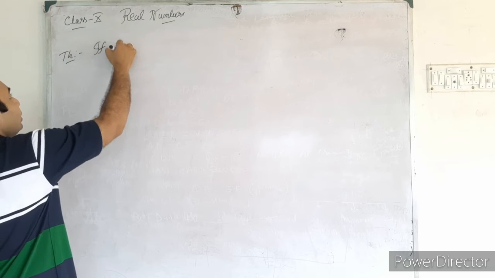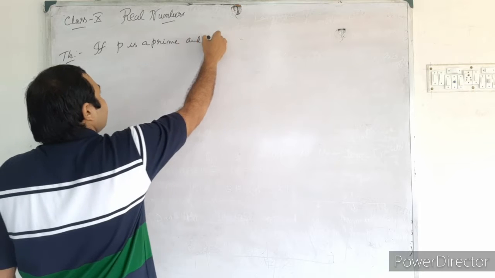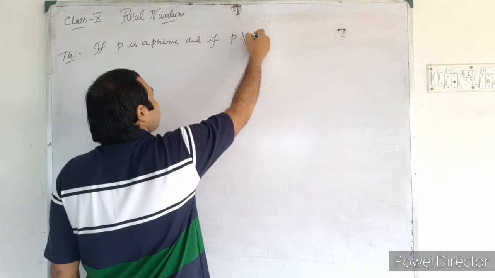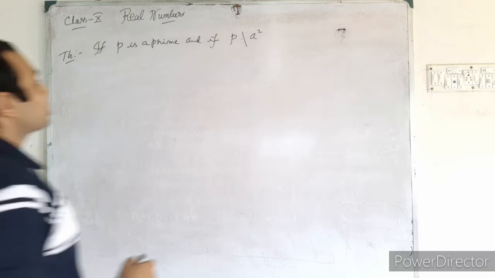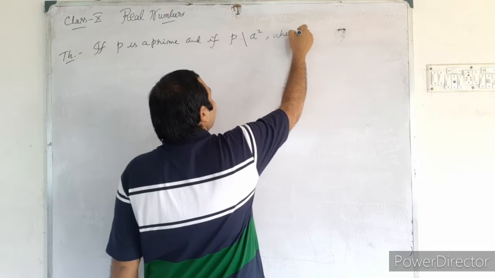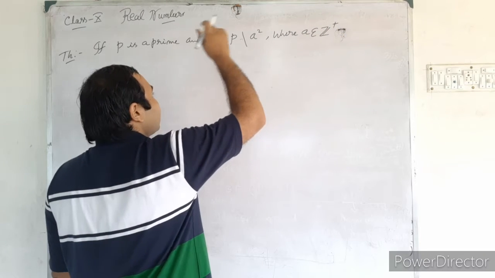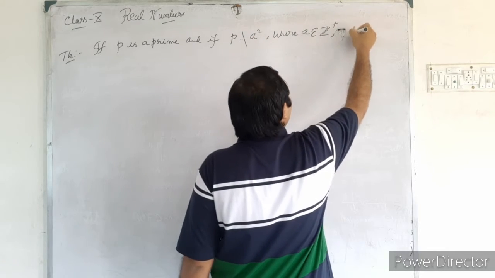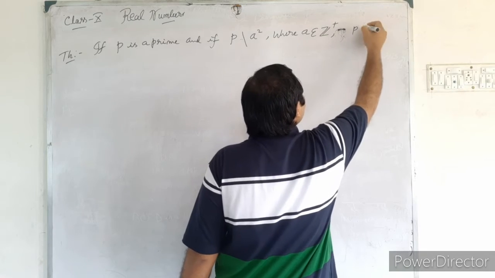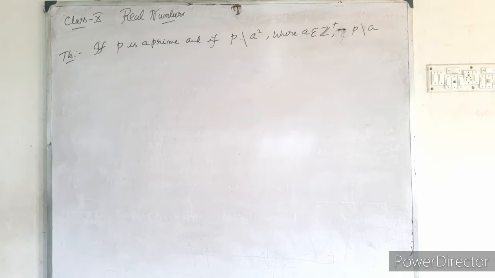So if P is a prime and if P divides a square, where a is any positive integer, a belongs to Z plus, the positive integers, then obviously P will divide the original one. That means P will divide a. Okay, so this is the theorem.